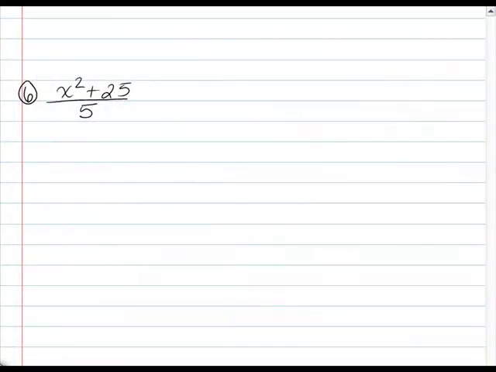So for our last example, I've got x squared plus 25 over 5. If we take the bottom of this fraction and set it equal to 0, you'll notice we have a problem. We don't have any x's to solve for, and 5 is not equal to 0. So in this particular problem, there are, again, no restrictions.